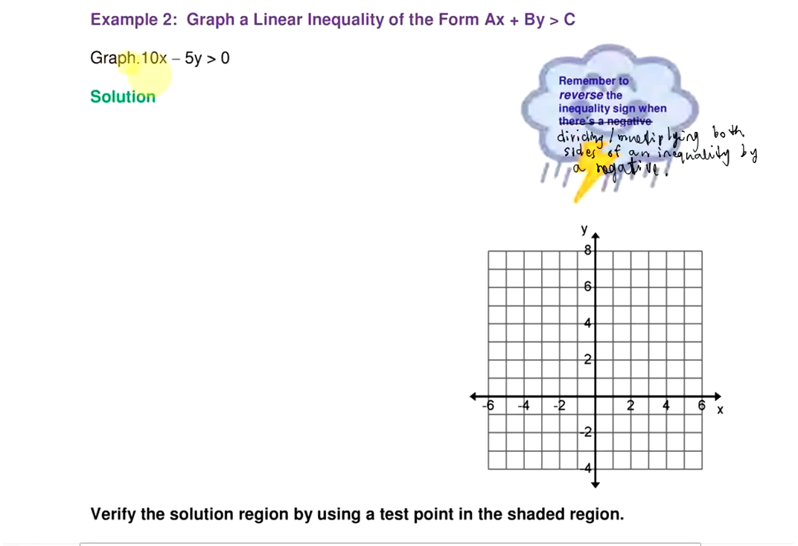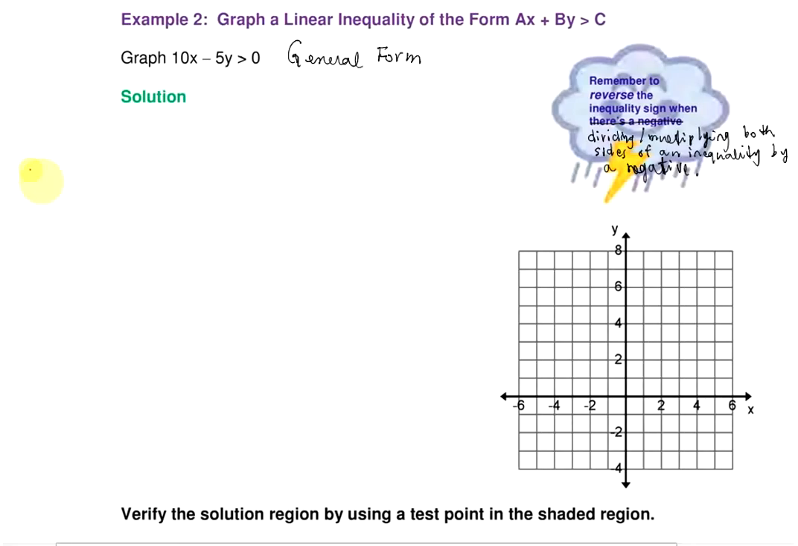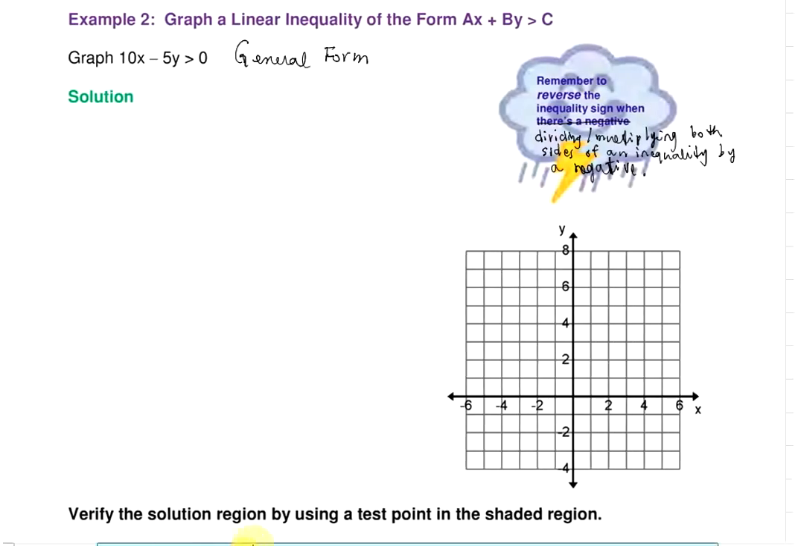Okay, so we're going to graph 10x minus 5y is greater than 0. This is in general form. And I'm going to use method number 1, which is to graph using y equals mx plus b. And I'm going to combine steps 1 and 2. I can get the same information regardless of whether I change my inequality to an equality or not.